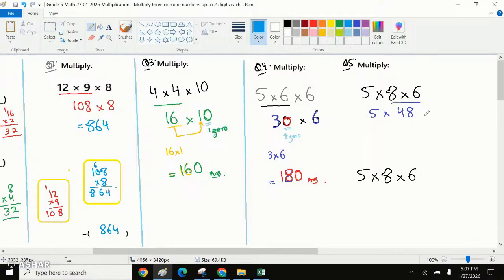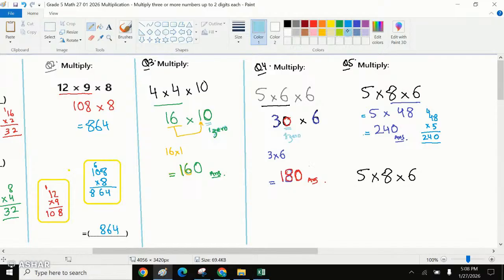So we can do the working. 48 multiplied by 5: 8 times 5 is 40, so 0, and we carry the 4 to the tens. 5 times 4 is 20, 20 plus 4 is 24, right? So this should be equal to 240, right?